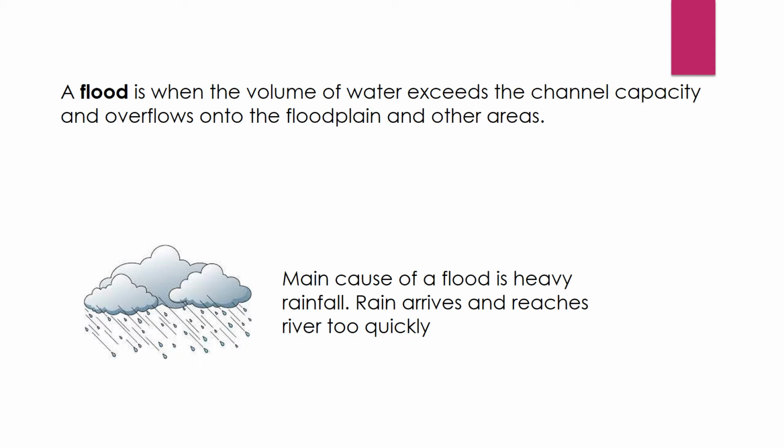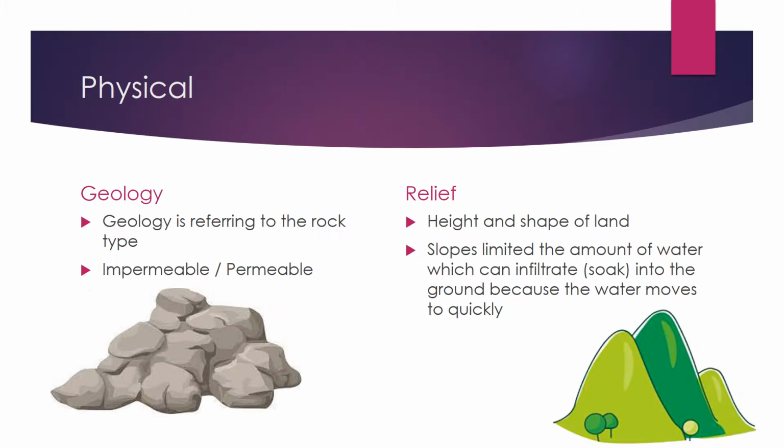Okay, so flooding occurs when a river bursts its banks and overflows onto the surrounding land. There are many factors which can cause a flood. The main cause of floods is obviously heavy rain, which arrives too quickly. The water quickly finds its way to a river, increasing the volume of water, leading to a flood. However, the natural landscapes and humans can also influence flooding and cause an increased risk. So let's begin by having a look at physical factors that are affecting flooding.